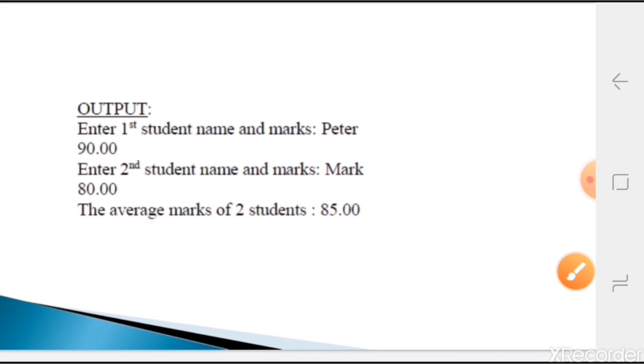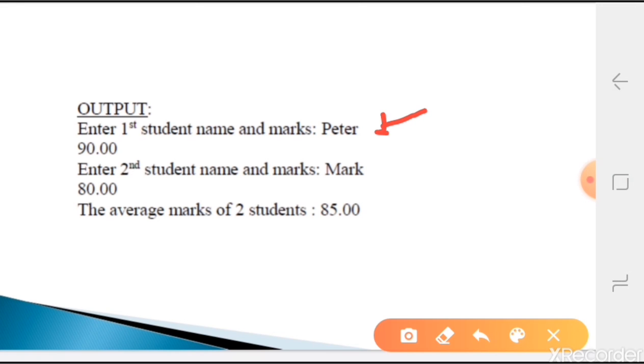Here it says to enter the first student name and marks. The name entered is Peter, marks 90. Then enter the second student name and marks. The name we entered is Mark, marks 80. So the average is calculated.